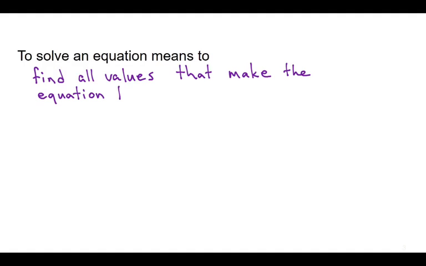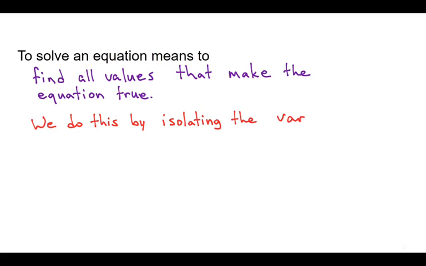Now, to solve an equation means to find all values that make the equation true. We do this by isolating the variable, and depending on the type of equation we have, there could be all kinds of different methods required, and a fair part of the course is going to be learning how to handle each different type of equation.